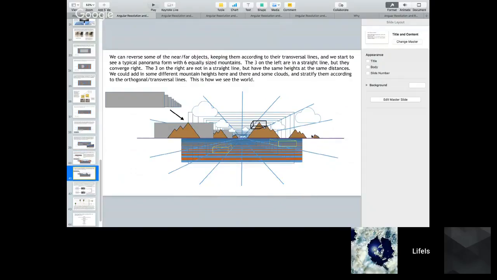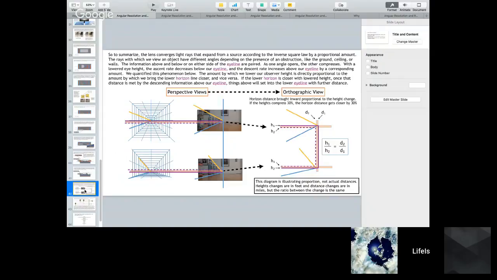Now I got some mountains at different positions along my orthographic view, essentially, but they're still getting smaller with distance. Here's my same three mountains again, and now I throw in some clouds. The clouds move along these potential orthogonal lines, and now you have a panorama, right? This is just how our vision works. So then I just summarize everything by essentially a linear equation, right? If I get higher, I see further, and if I get lower, I see less far. And that relationship is here. Does that make sense? It does.